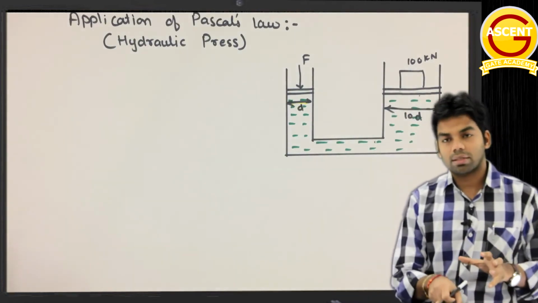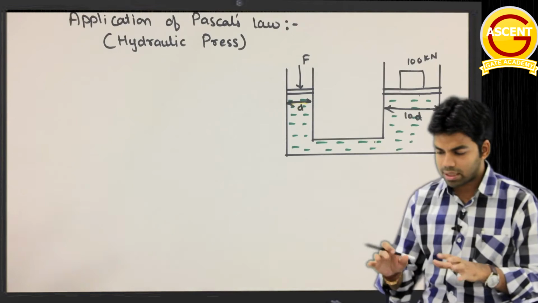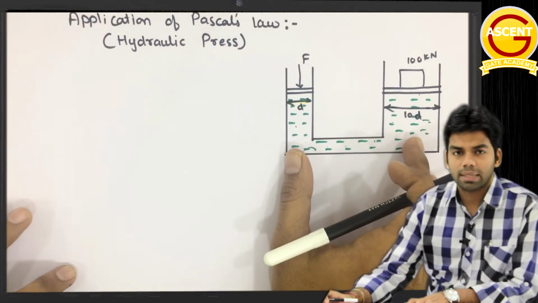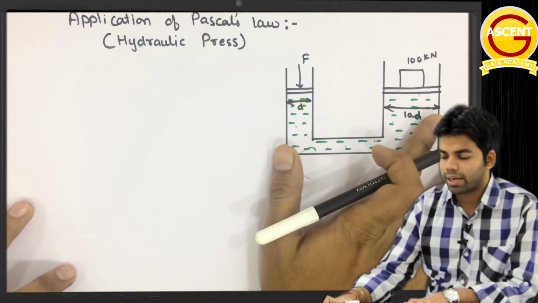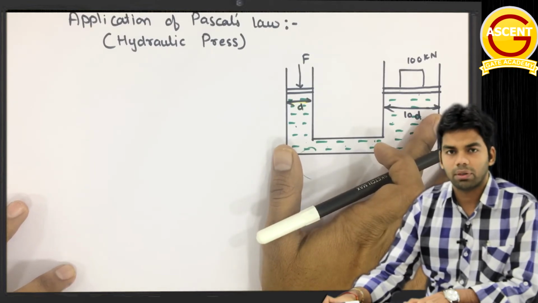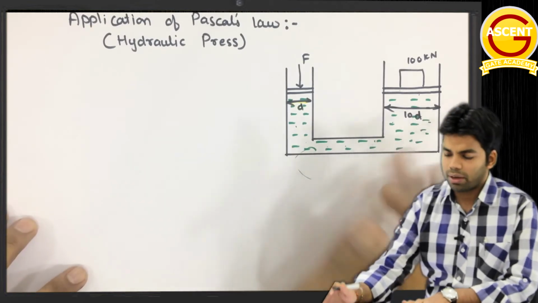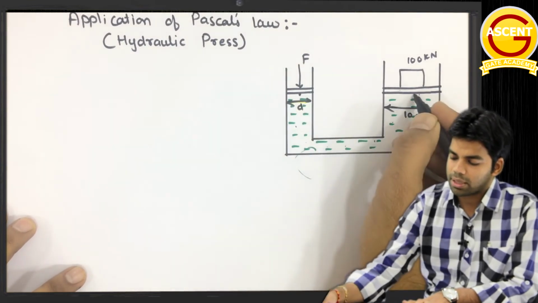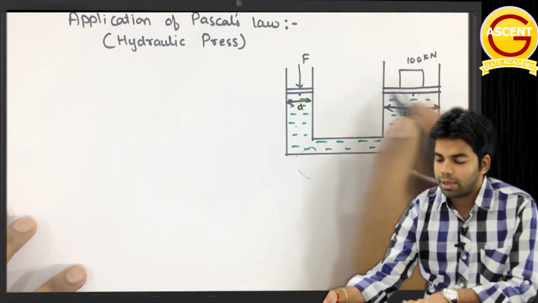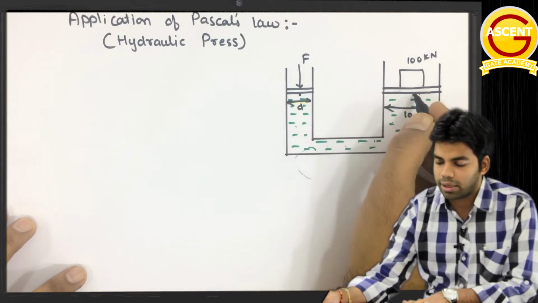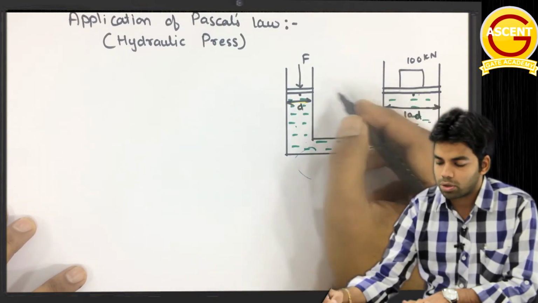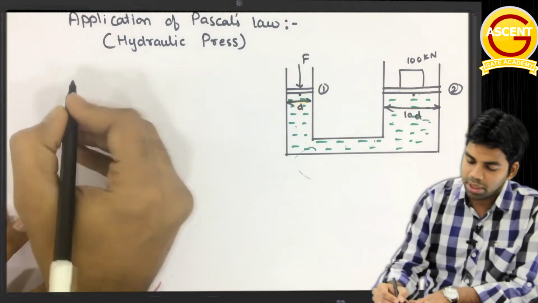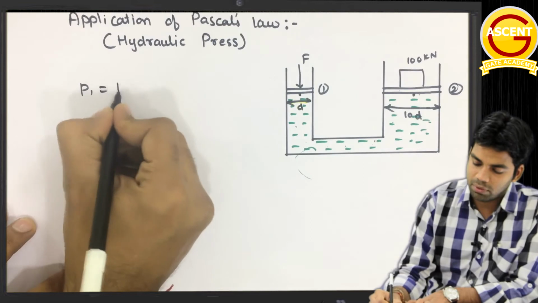Okay, so how much will this force be? Let us understand this very carefully. We have this fluid, and according to Pascal's law, as I told you, the pressure acting on this fluid will be equal from all directions. So suppose the pressure acting here will be the same as the pressure acting here, but the area here is less and the area here is more. So the pressure is the same, that means P1 will be equal to P2.